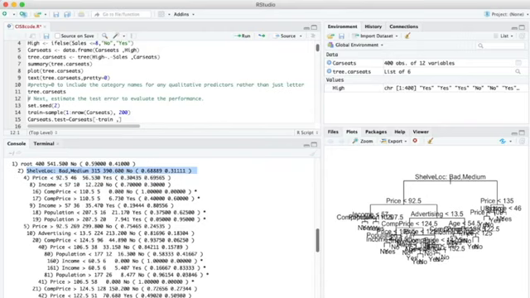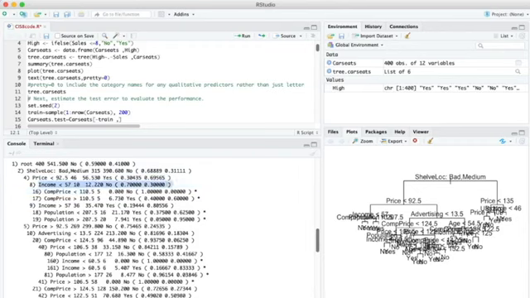But overall, we are most interested in looking at the terminal nodes. The terminal node shows that if the chef log is bad or medium, and then you look at the price, and the price is less than 92.5, then we look at the next one.